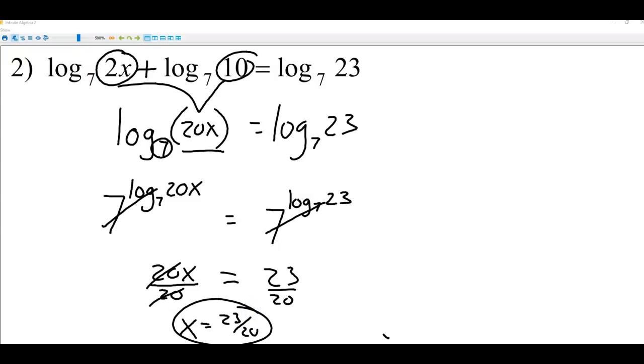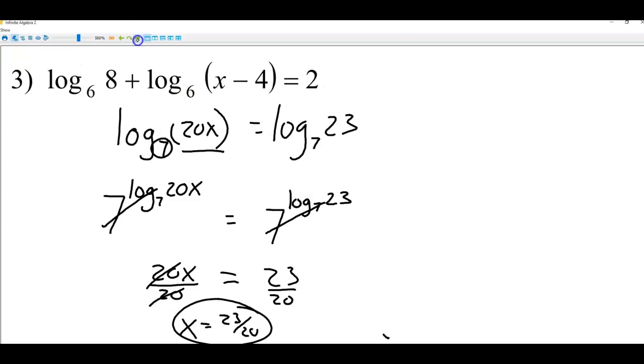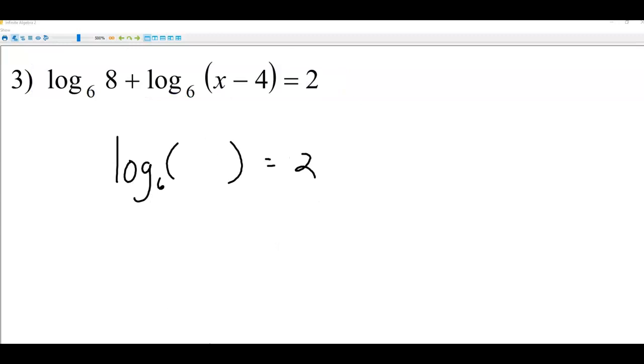Alright, so we'll throw one at you guys. Try one on your own there. Alright, let's see what you guys got. There you go. Try that one. Give you a second.